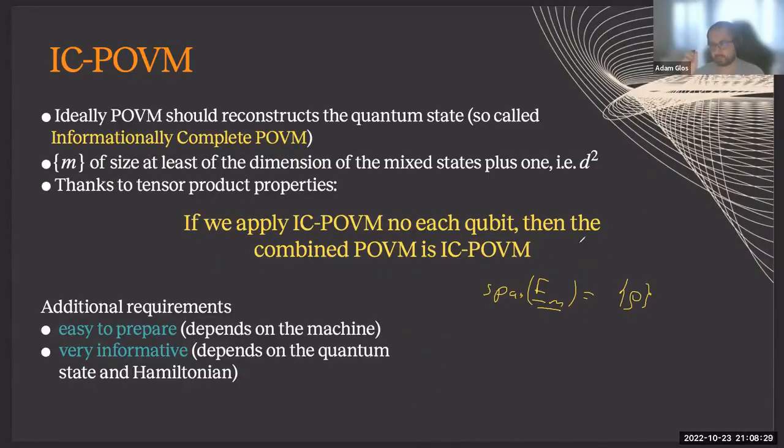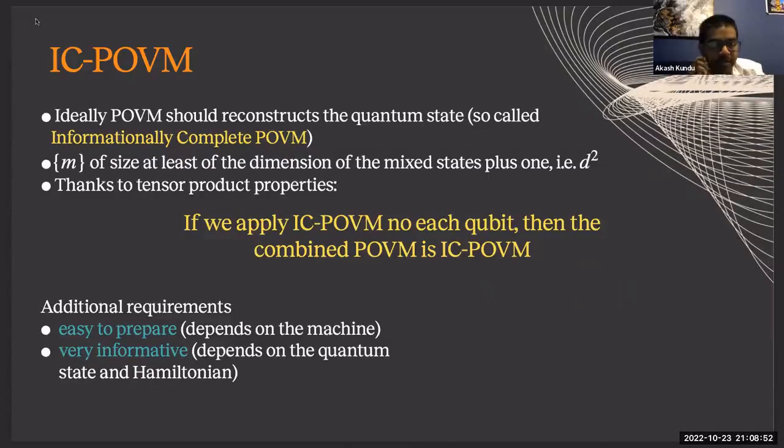It is enough to have a POVM for one qubit, and then we can reconstruct the whole state, at least approximately. This way, having this one-qubit IC-POVM, it is far easier, at least in principle, to design such an IC-POVM. Adam, I didn't understand the difference between POVM and IC-POVM, because in POVM you cannot just reconstruct the state, but you can get the statistics, right?